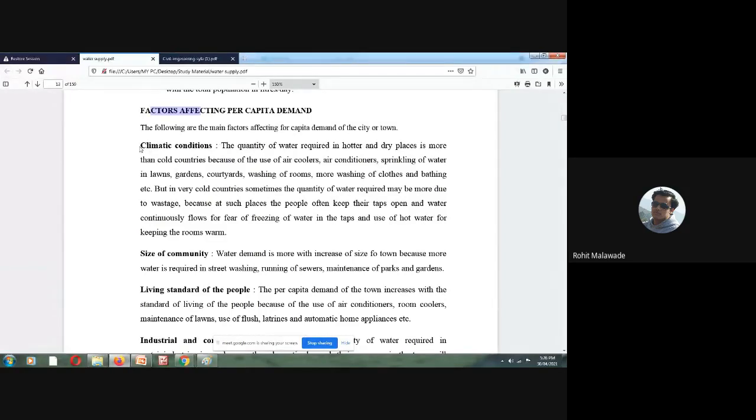First is the climatic conditions. How can you explain this? Can anybody explain? According to the climatic conditions, how is the amount of water required per person per day going to vary? Can anybody tell me?